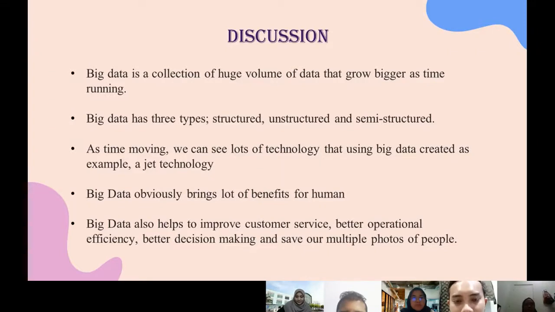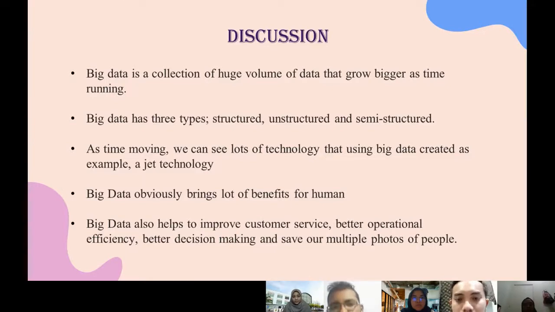Okay, for the discussion, big data is a collection of huge volumes of data that grows bigger as time goes on. Big data has three types: structured, unstructured, and semi-structured. As time moves on, we can see lots of technology created using big data, for example, jet technology. Big data obviously brings a lot of benefits for humans.